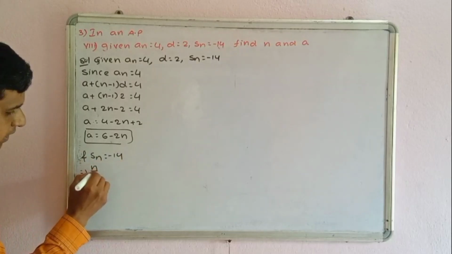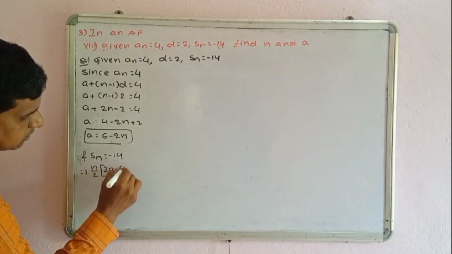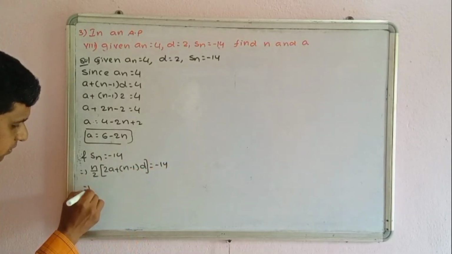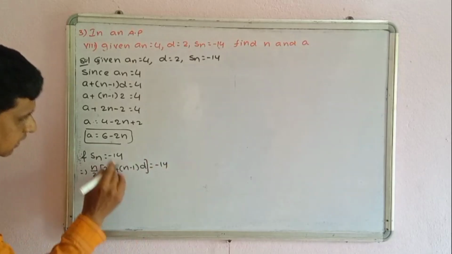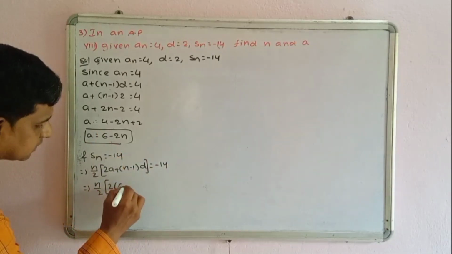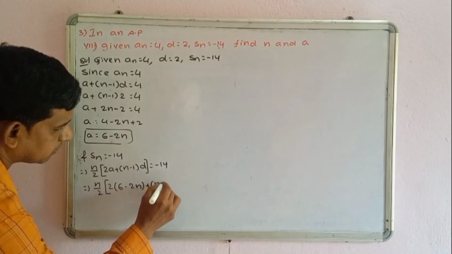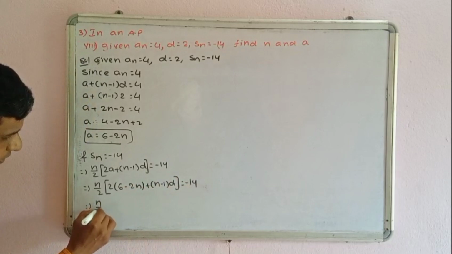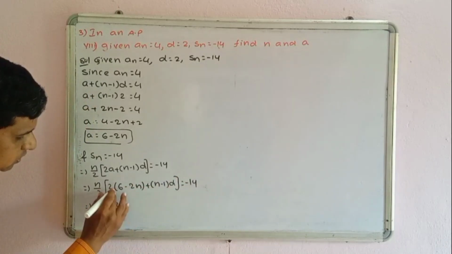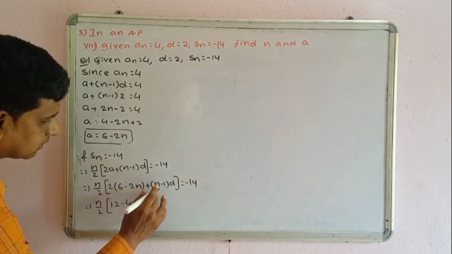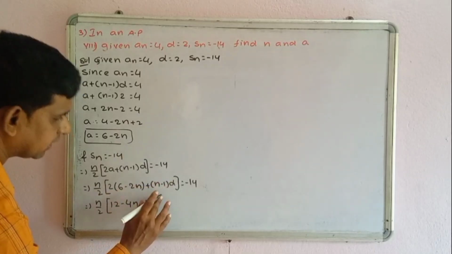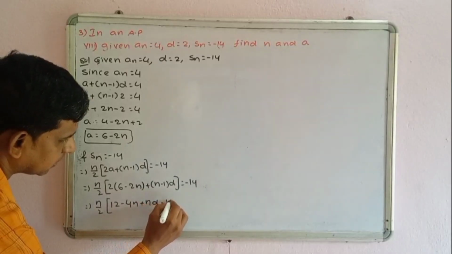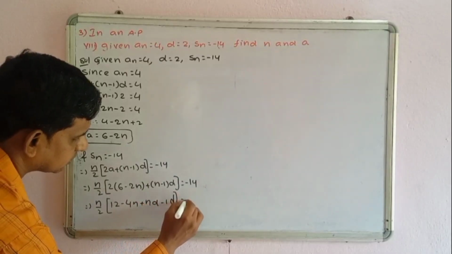Sn formula: n by 2 into 2a plus (n minus 1) into d equals minus 14. We don't know the value of n. So n by 2 into 2 times a, and the a value is 6 minus 2n, plus (n minus 1) into d equals minus 14. Now n by 2 into 12 minus 4 plus nd. Here the d value is 2. So n into d minus 1 into d equals minus 14.